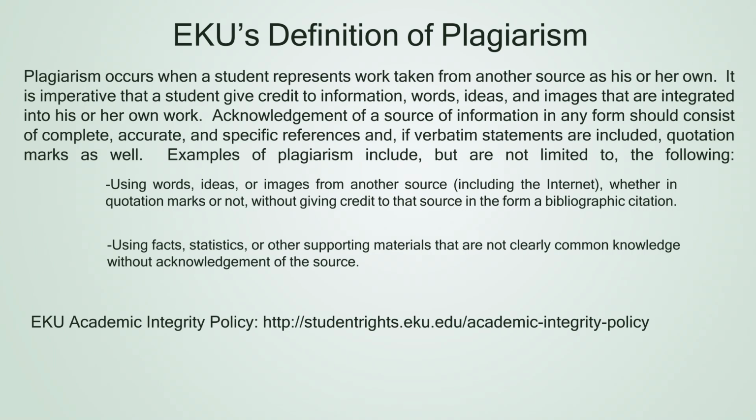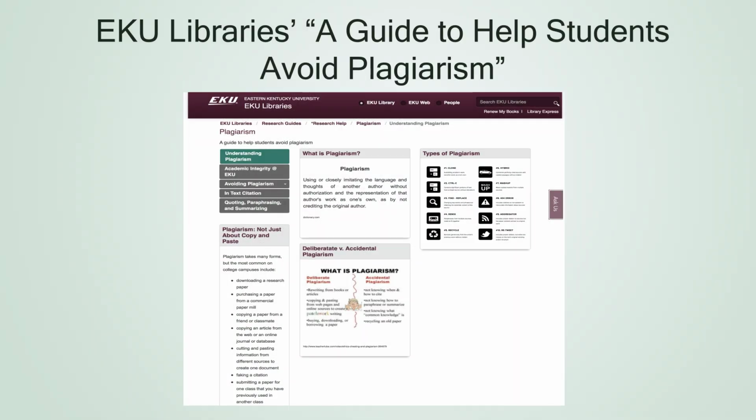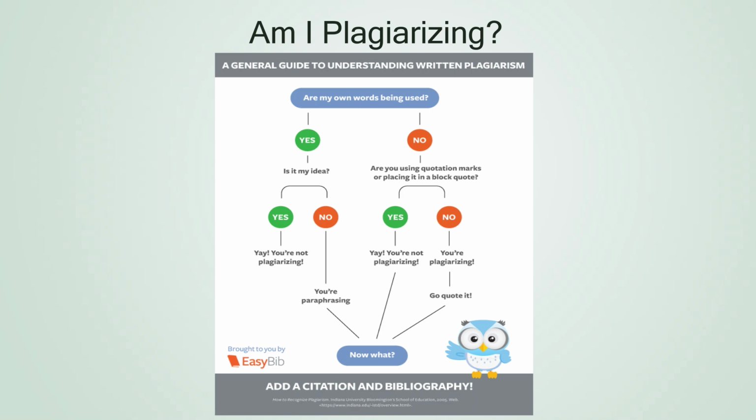Eastern Kentucky University takes plagiarism seriously, and as a student, you must abide by the academic integrity policy. This policy is available online, and you should be familiar with what is expected of you as a student at EKU. EKU's libraries have a complete section on their website that is dedicated to providing students with information about how to avoid committing plagiarism. EKU Library's website also contains a flowchart that can be referenced during the research and writing process to decrease the likelihood of committing plagiarism.